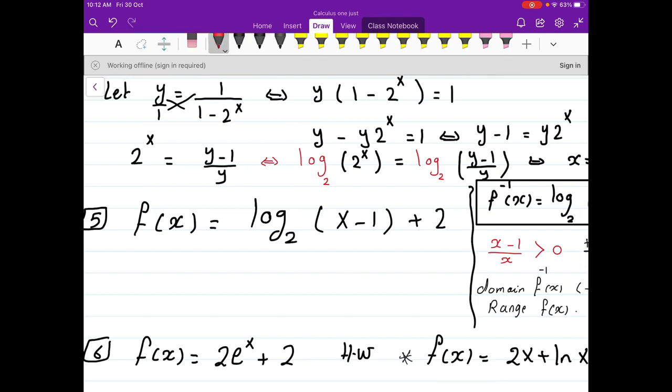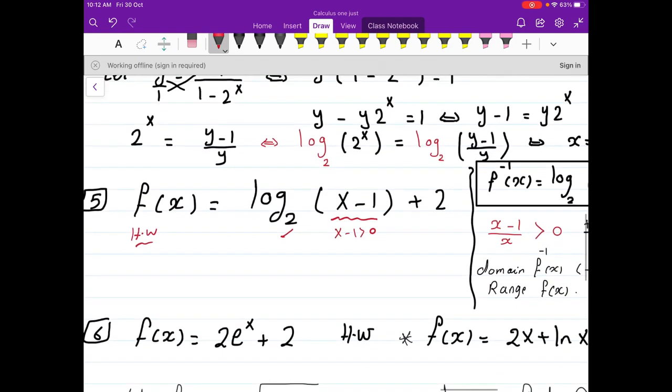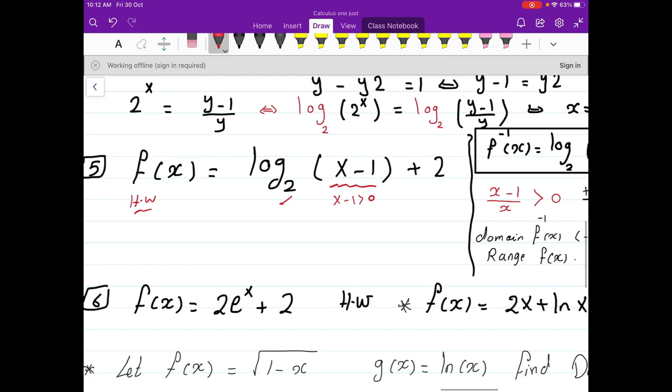To practice more, try to find f inverse for the function log base 2 of (x minus 1). To find the domain of this function, x minus 1 must be positive. And the domain of this function is the range of f inverse. Also find f inverse and the domain and range of f inverse for this function.